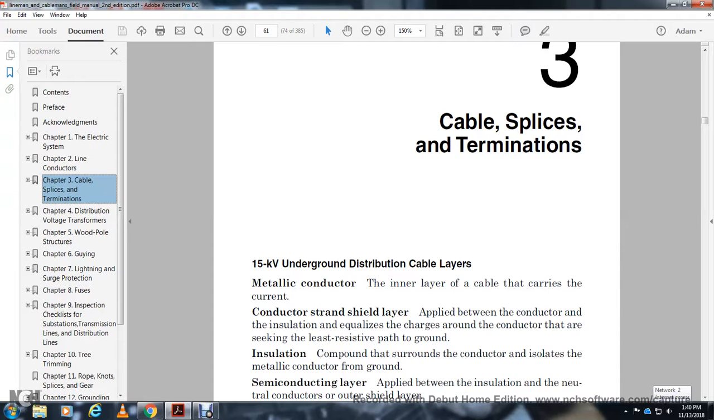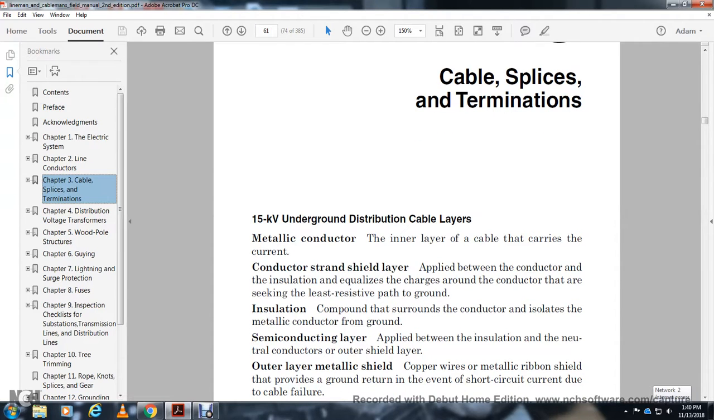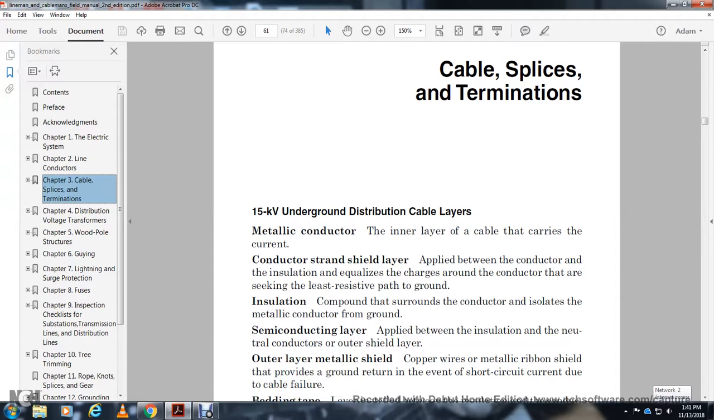The insulation compound surrounds the conductor and isolates the metallic conductor from the ground. A semiconducting layer is applied between the insulation and the neutral conductors, or outer shield layer. The outer layer is a metallic shield, copper wires or a metallic ribbon shield, that provides a ground return for any short circuit occurring during a cable failure.